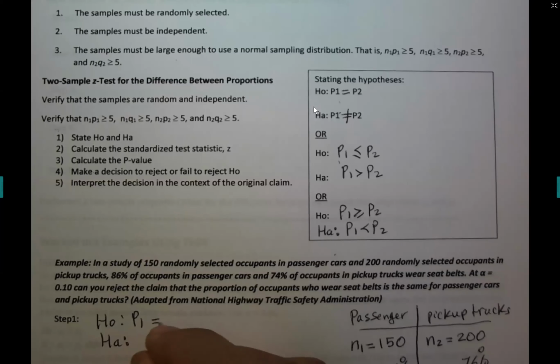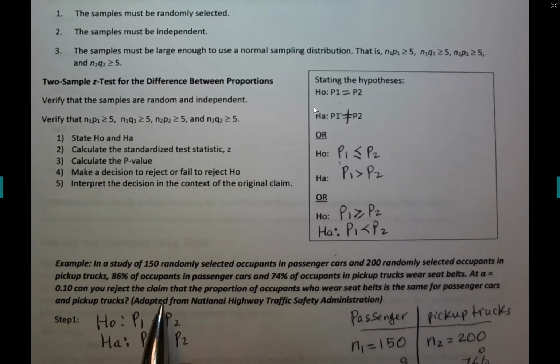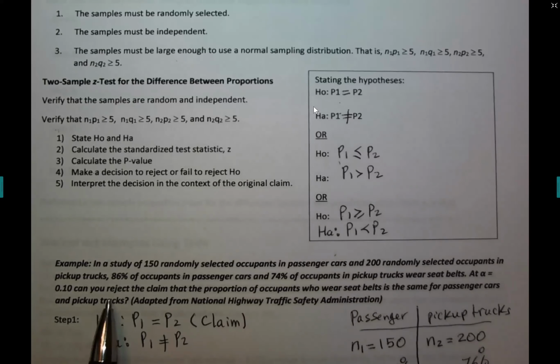And guys, the claim now is not in the alternative. He says, can you reject the claim that the proportion of passenger cars and pickup trucks is the same? The claim is right here. And the reason why he didn't ask you, can you support the claim? When the claim falls in the null hypothesis, no one speaks the language of support for it. So that's why it's, can you reject the claim? You can never put the word support when the claim is in the null hypothesis. You either conclude you have enough evidence to reject the claim, or you don't have enough evidence to reject the claim, but you don't use the word support.